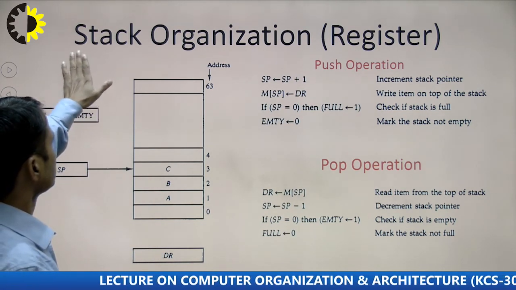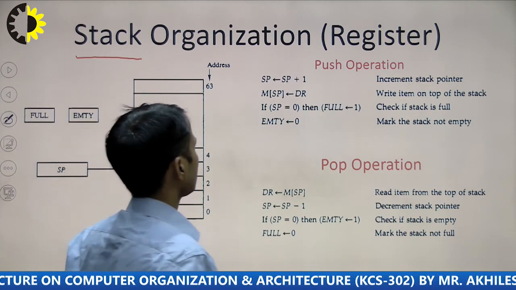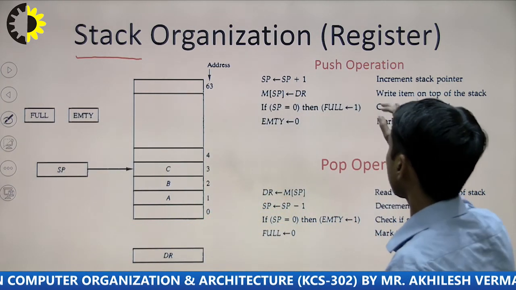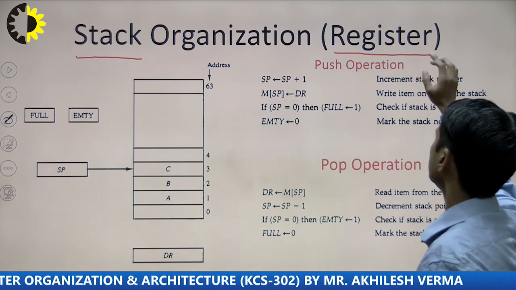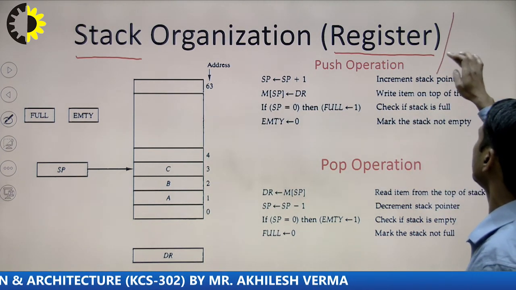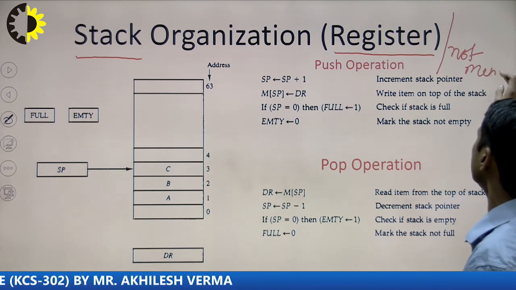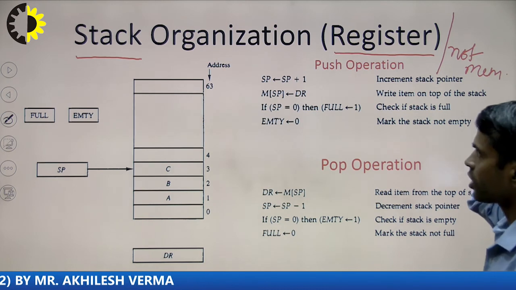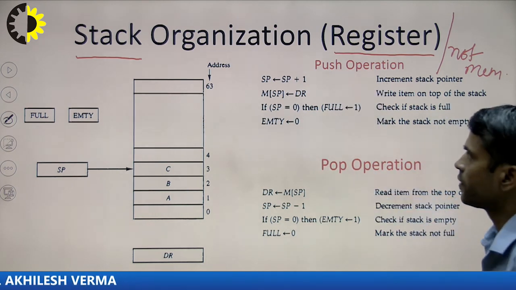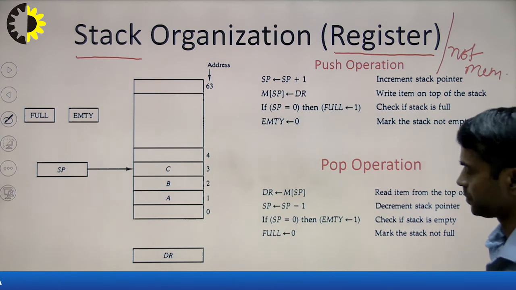about the other organization. The next organization is stack organization. Now, in stack organization, this stack organization is within the register, that is not in the memory. So, it should be noted, not in the memory. We are not talking about the memory stack. Okay, we are talking about the stack that is available in the register.